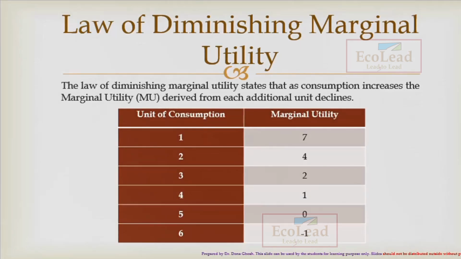So here is the table. In this table we can see that when the consumer has consumed the first quantity, that means he just started consuming that commodity, then marginal utility for the first unit was 7. When he added one more unit to the first unit, then the marginal utility became 4, which actually has declined.